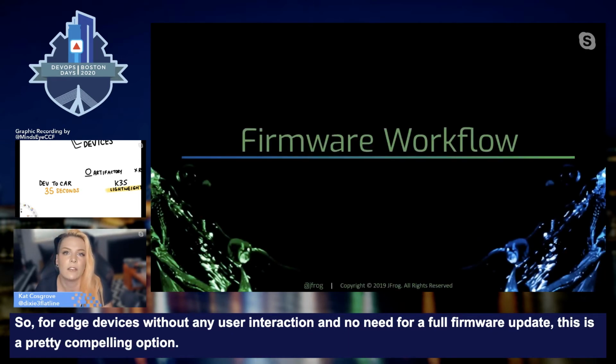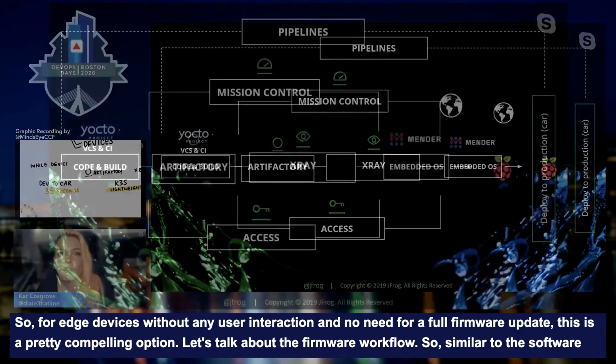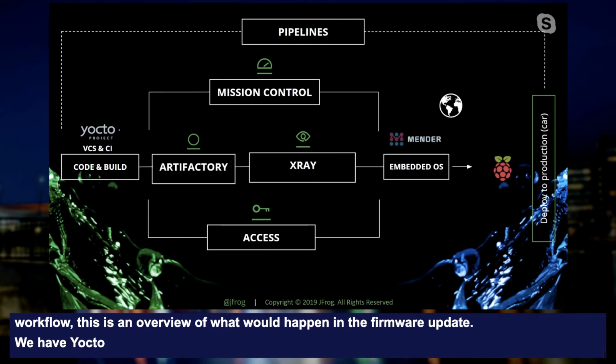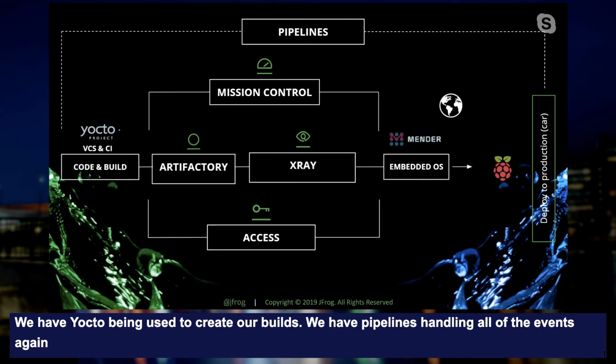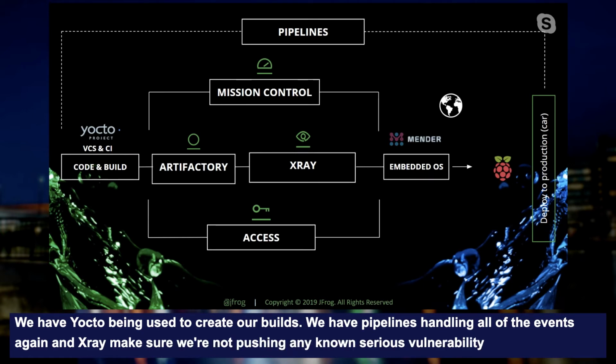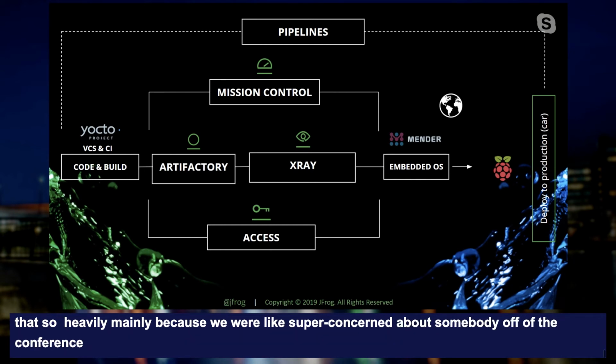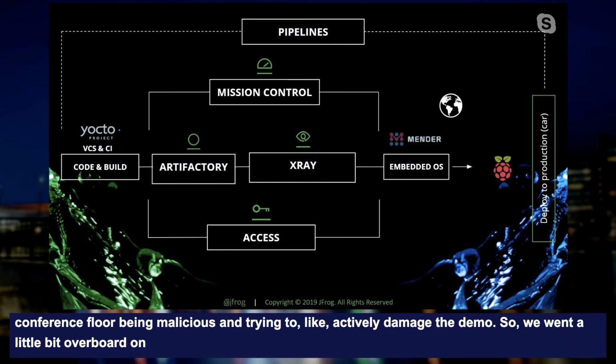Let's talk about the firmware workflow. Similar to the software workflow, this is an overview of what would happen in the firmware update. We have Yocto being used to create our builds. We have pipelines handling all of the events again, and Xray making sure we're not pushing any known serious vulnerabilities again. We used that so heavily mainly because we were super concerned about somebody off of the conference floor being malicious and trying to actively damage the demo. So we went a little bit overboard on security and sanity checks for this.